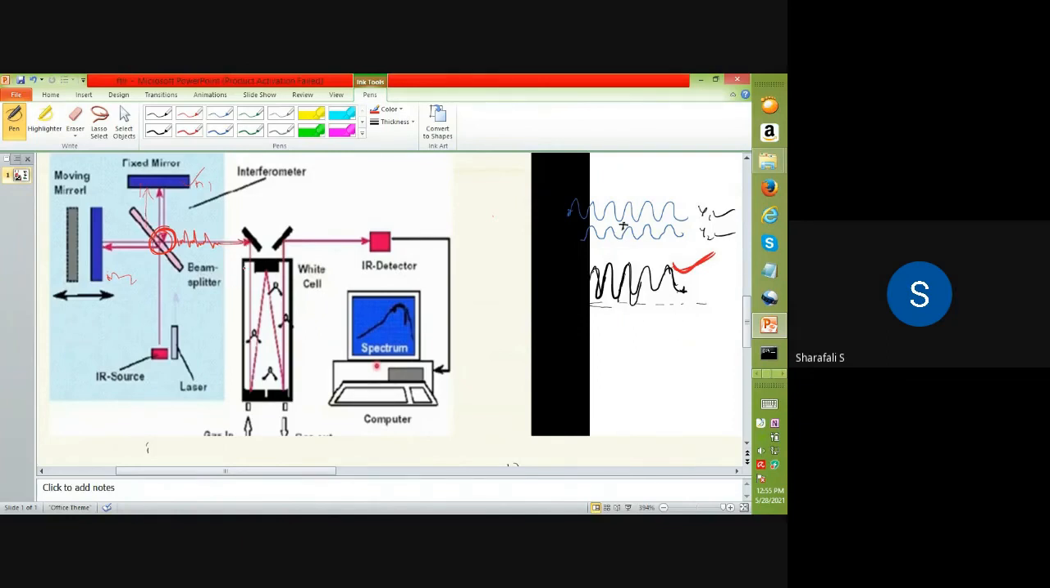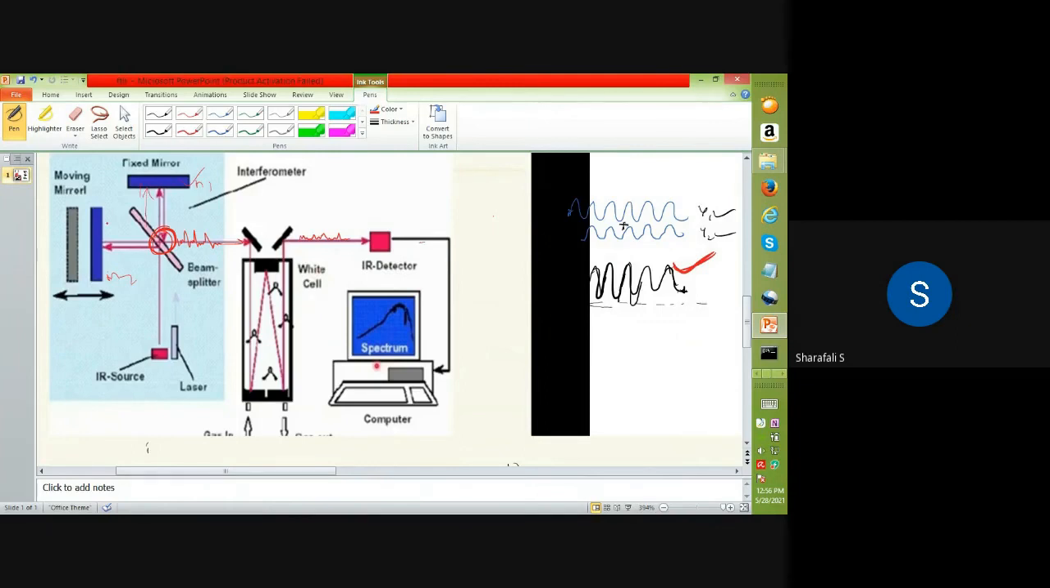That goes to the sample. Some of the frequencies will be absorbed by the sample, so we will be getting a different kind of shape now. That will be detected by the detector and then go to the computer system, and the computer system will store all those points, first in the time domain.